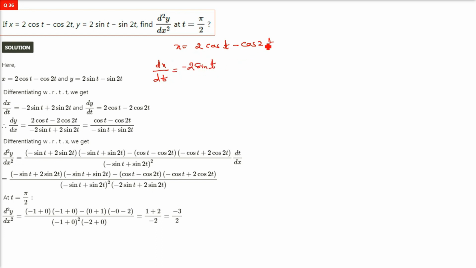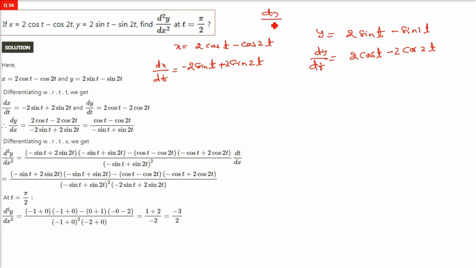dx by dt is minus 2 sin t minus sin 2t. Differentiation of 2t will be 2, and minus minus will become plus. Differentiation of cos is minus sine, and 2t is already there, so 2 will come in front. Coming to y, 2 sin t minus sin 2t. So dy by dt is equal to 2 sin t gives cos t, sin 2t gives cos 2t, and differentiation of 2t is 2 only. So this is 2 cos t minus 2 cos 2t.